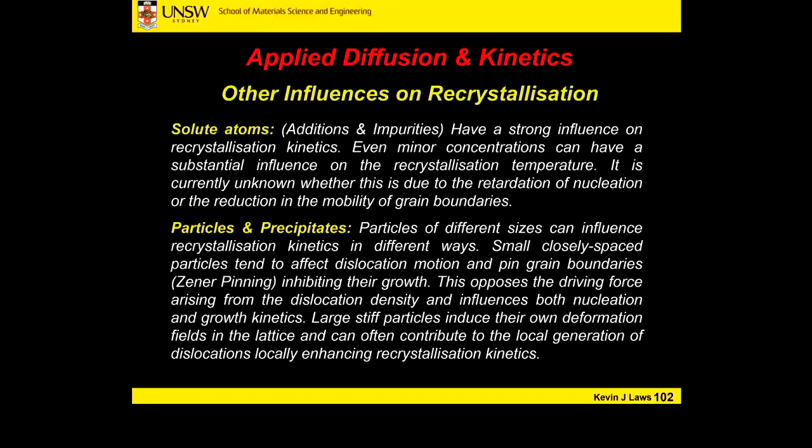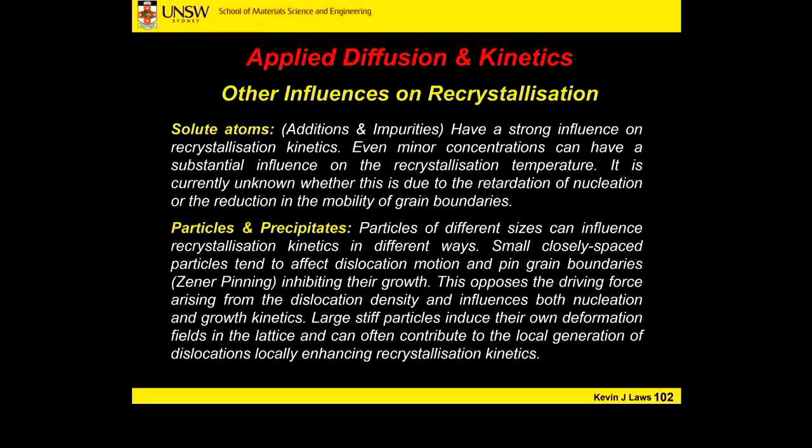So that's solute atoms. They're a lattice defect, an atomic size defect. Large particles or precipitates are something different, so a different phase or an inclusion of an oxide or something like that. Particles of different sizes can influence recrystallization kinetics in different ways. So, small, closely spaced particles. If we're on purpose precipitating out a phase for strengthening in our material to slow down our dislocations, what we're also going to probably be doing is affecting our recrystallization pathways and kinetics. Small, closely spaced particles tend to affect dislocation motion and pin grain boundaries. So this is another critical factor.